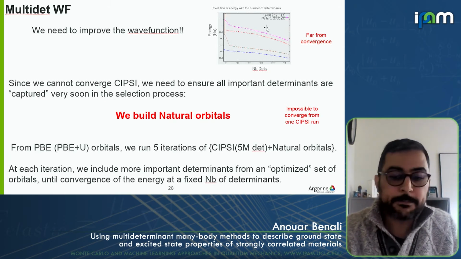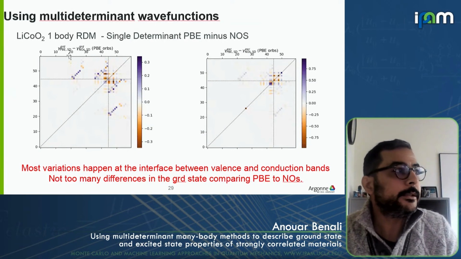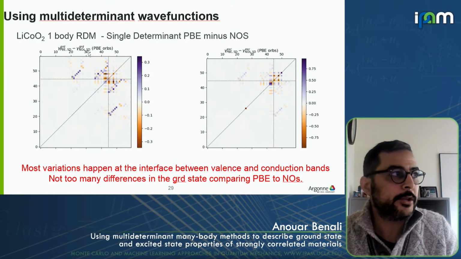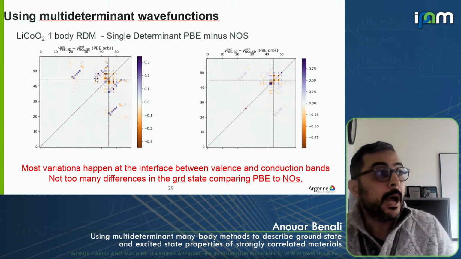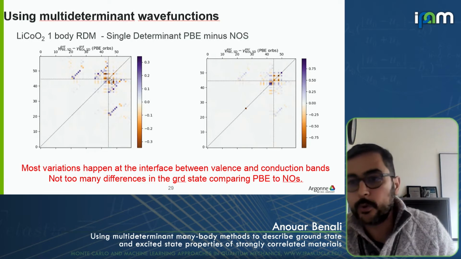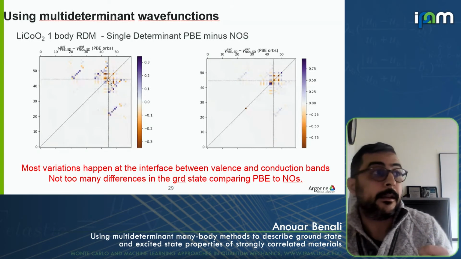So, okay, is this better for our systems? Now, when we look at the single determinant difference, so the difference between the natural orbitals that we have generated and the PBE orbitals at the level of the ground state, we see that doing these natural orbitals with just one determinant affects all this boundary between the HOMO and the LUMO. So this is already a first indication that we are doing the right thing.